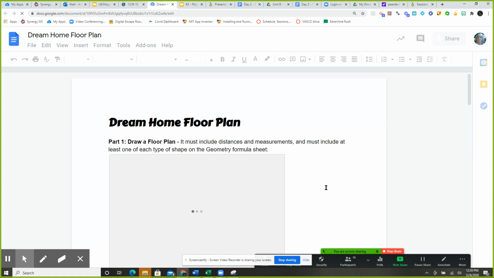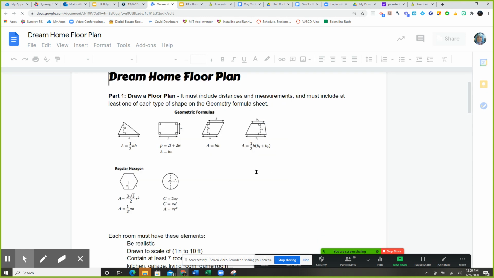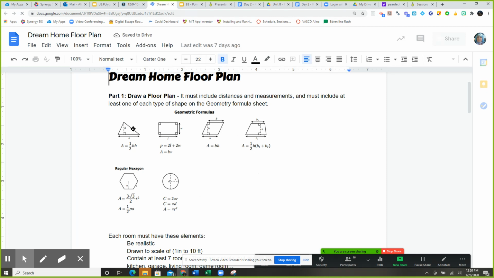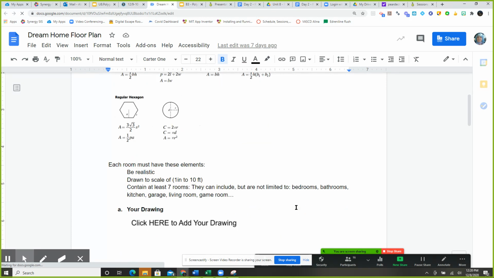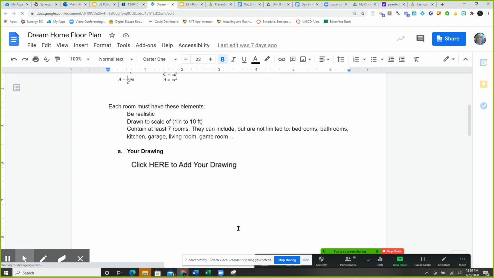So tomorrow, when you come into class, I'm going to put you into groups, and your task in groups is going to be to use these 4 shapes, right? These are the shapes that we use in geometry that are flat 2D shapes: triangles, quadrilaterals, pentagons, trapezoids, hexagons, and circles. You need one of each of these shapes, and you're going to design a 7-room house. You're going to put your drawing here.